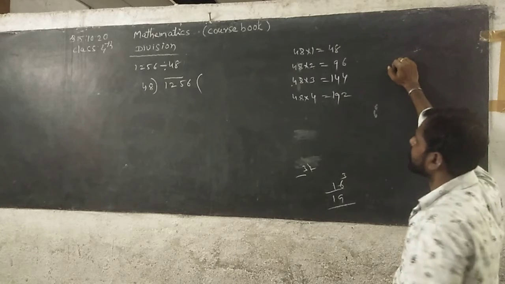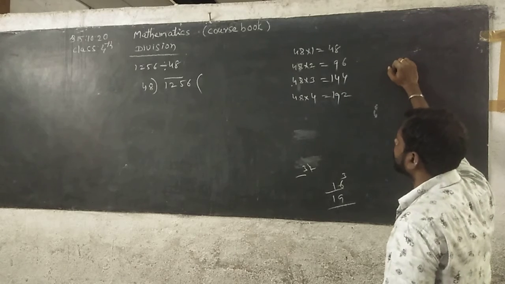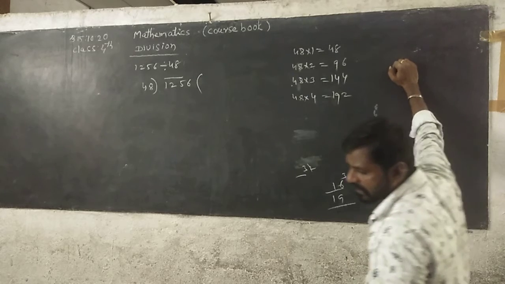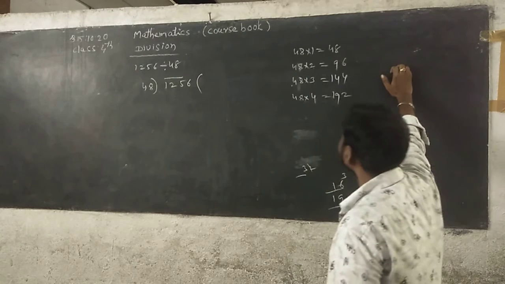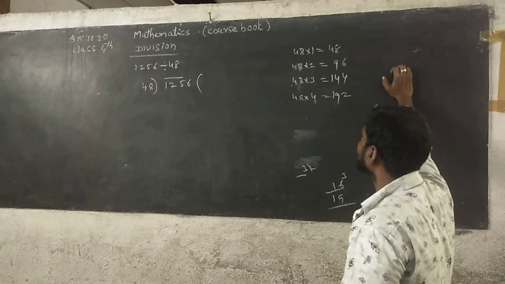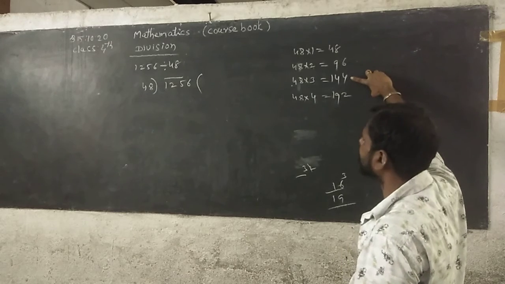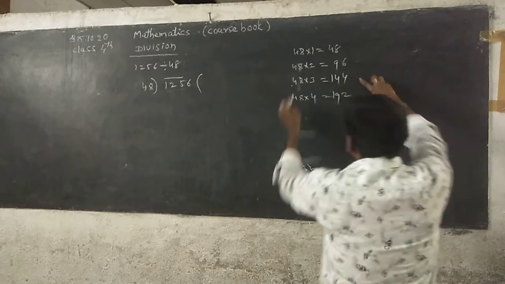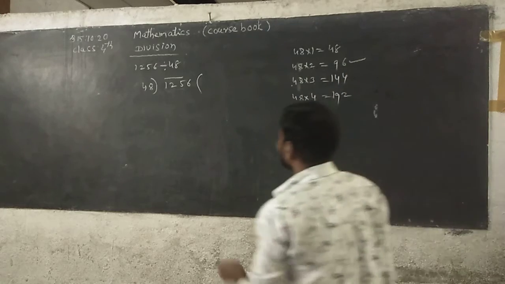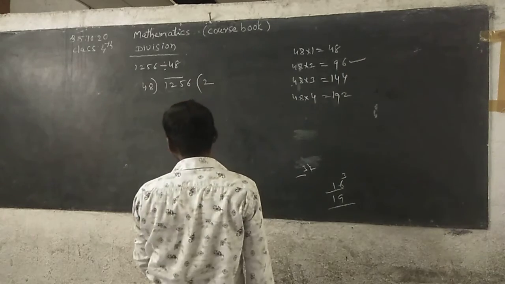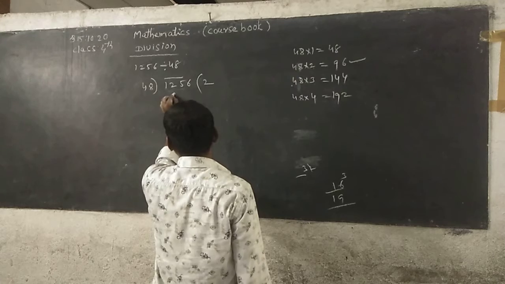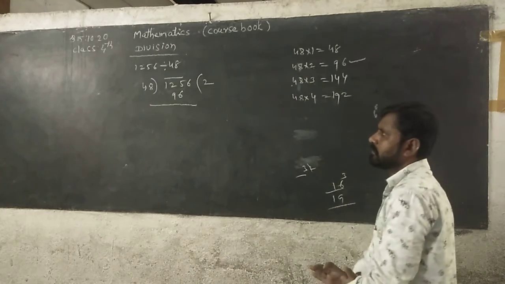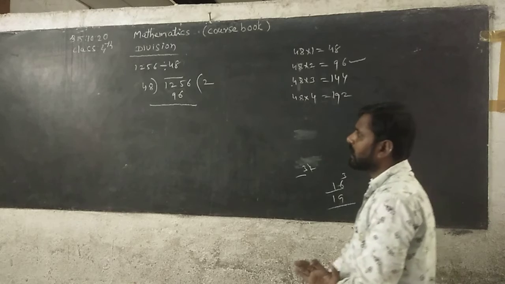So where is it possible? See here, 48 1s are 48, 48 2s are 96, 48 3s are 144, 48 4s are 192. So 48 3s is 144, which is more than 125. So I have to take 48 2s, 96. You can write 96 like this only, starting under 2. See here, 96.